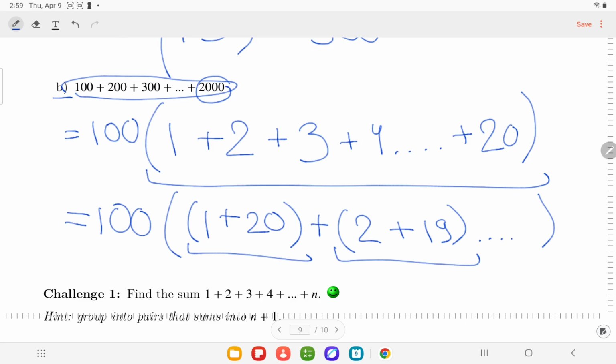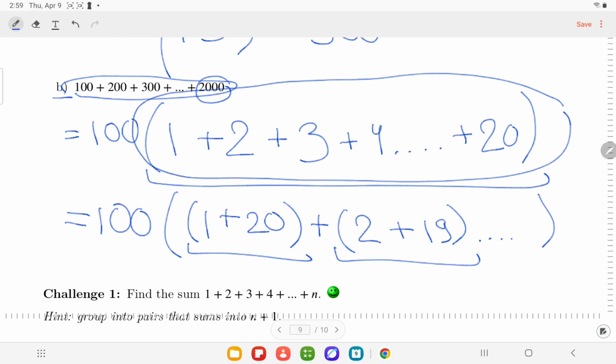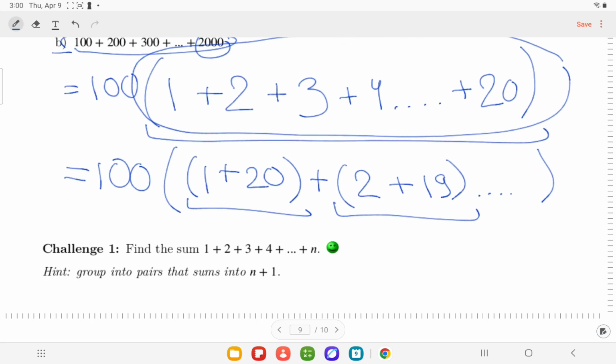So to do this, you would need to know how many numbers you have in this bracket. So here we have 20 numbers, right? 1, 2, 3, 4, 5, 6, 7, all the way up to 20. And so if we have 20 numbers and there's 2 numbers in each bracket, we're going to have 20 divided by 2 pairs. So we're going to have 10 pairs in total.